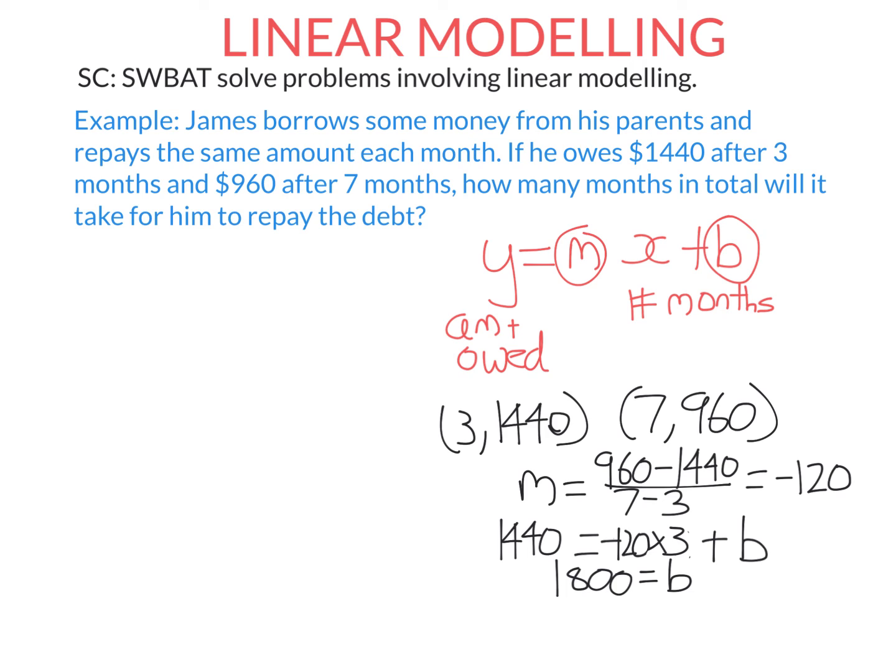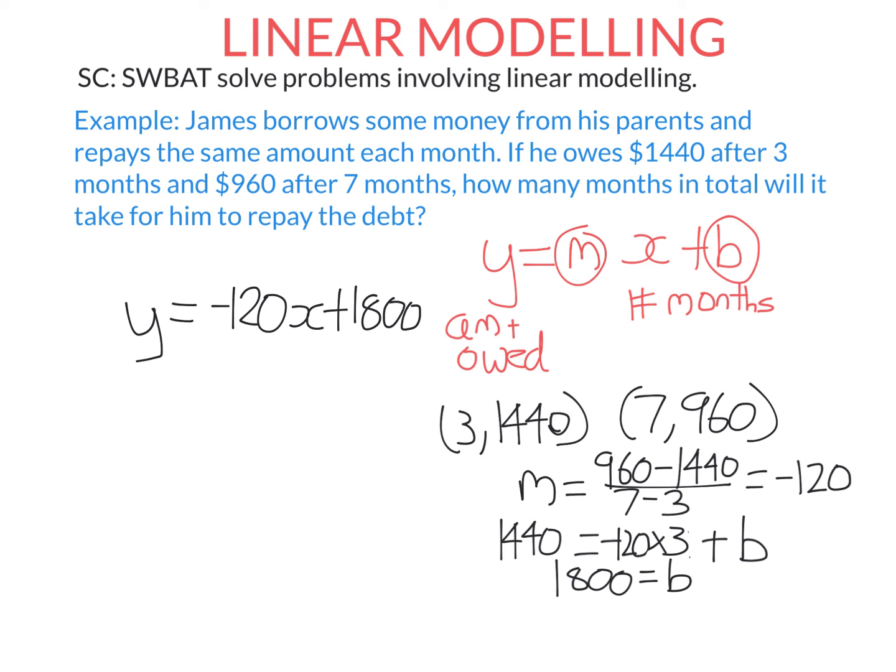So what have I found? I found that the amount owed is negative 120x plus 1800. I found that James originally borrowed $1,800 and is repaying $120 per month.